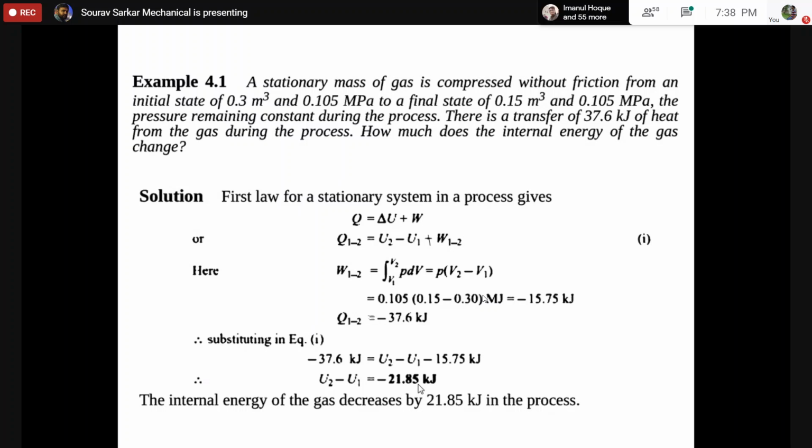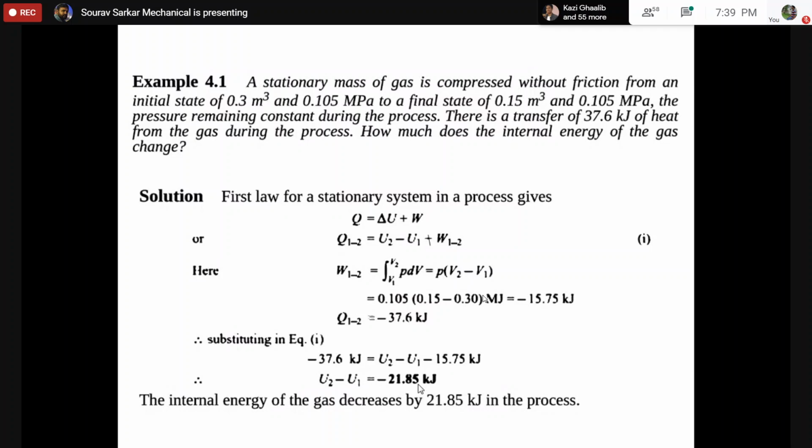Two things are important here. One is how to calculate work and how to take care of the sign, and the other is how to apply the first law of thermodynamics for a process. This is the whole conclusion of this problem.